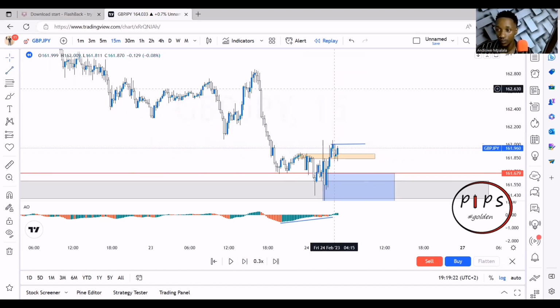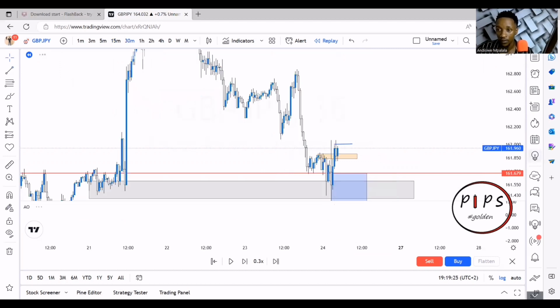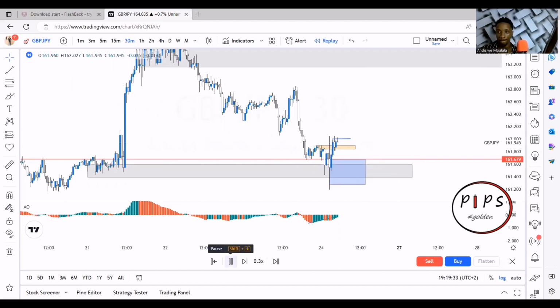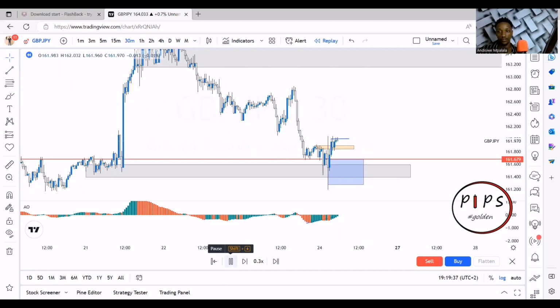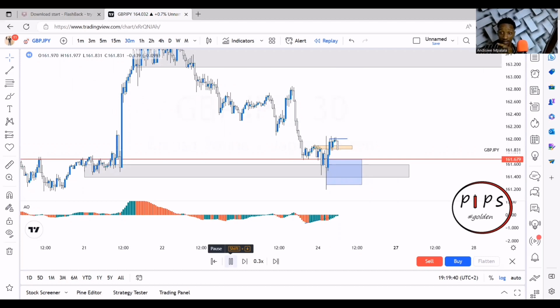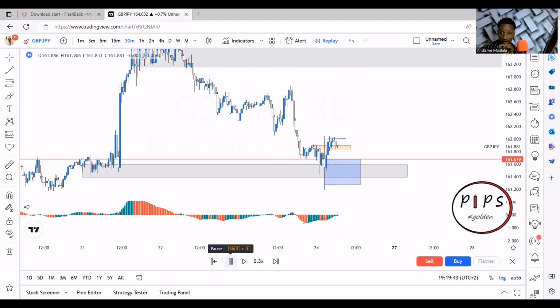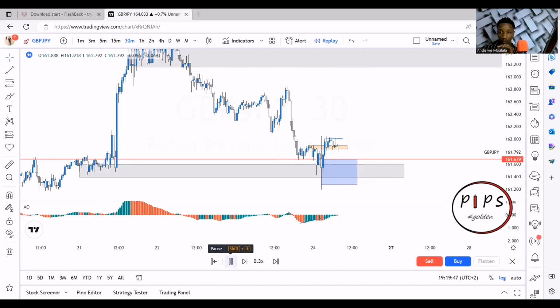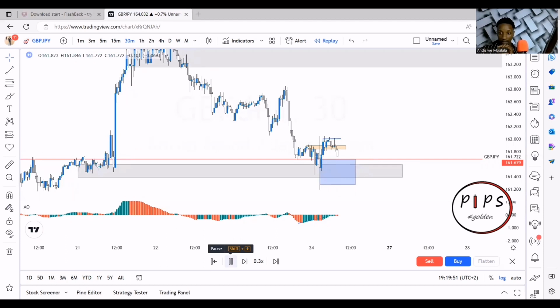Let's go back to the 30-minute time frame. Once price breaks there, we take that buy. We've seen this happen a couple of times. You can see price reacting again to that zone, just to make sure that zone is not weak. If price breaks our blue line, taking the buy. That is very nice right there.